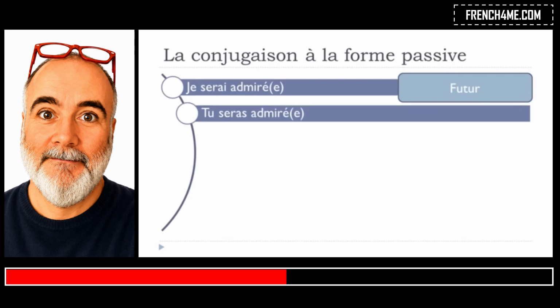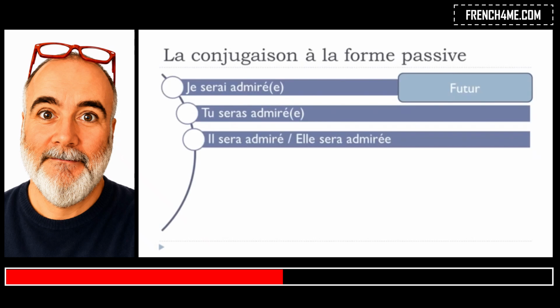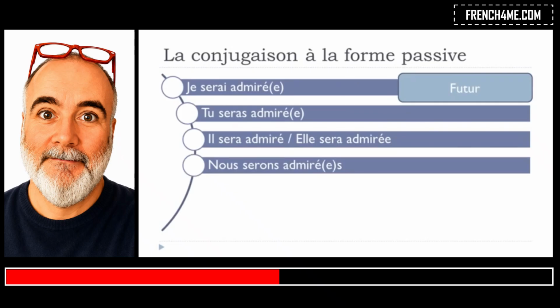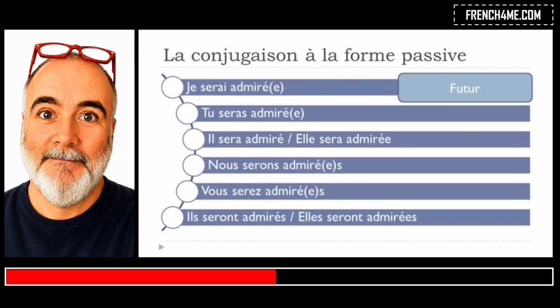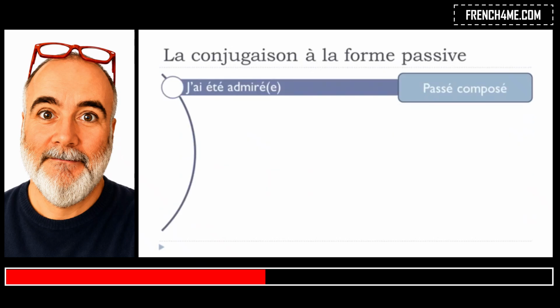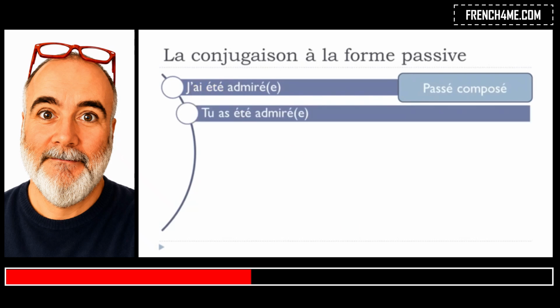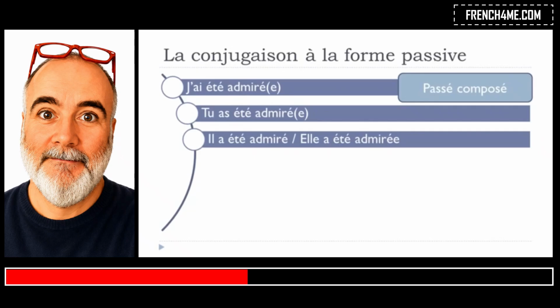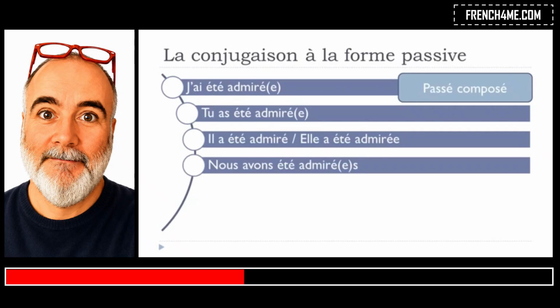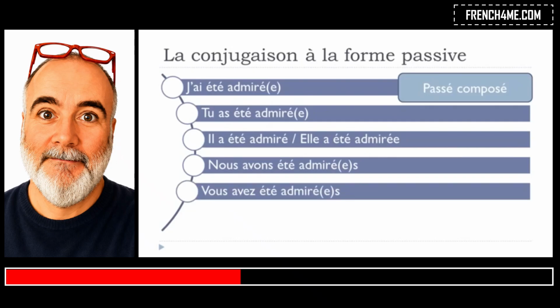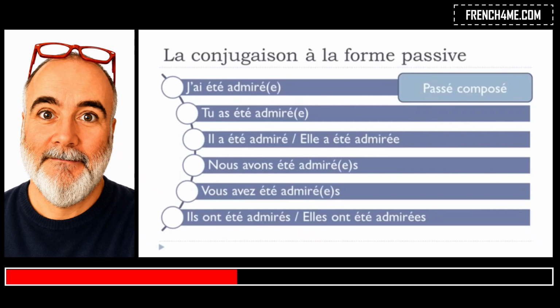Je serai admiré, tu seras admiré, il sera admiré, elle sera admirée, nous serons admirés, vous serez admirés, ils seront admirés, elles seront admirées. All right, so if we want to make this structure at the passé composé form, so j'ai été admiré, so you can see that here you've got j'ai été, all right, so it's the verb être, to be, okay, but at the passé composé form, all right. Tu as été admiré, il a été admiré, elle a été admirée, nous avons été admirés, vous avez été admirés, ils ont été admirés, elles ont été admirées.